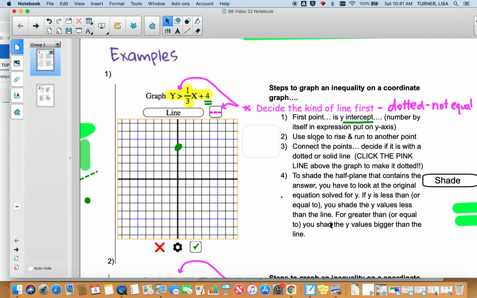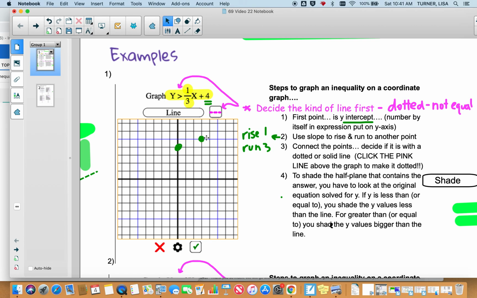You're going to then use the slope to rise and run to another point. We only need 2 points, all right, for a line. And so I'm going to rise and run whatever this is telling me to do. And you guys have done this before, but I'm going to write myself a short little note here that I rise 1 and I run 3. So I'm going to use my next point, right, and I'm going to rise 1 and I'm going to run 3.